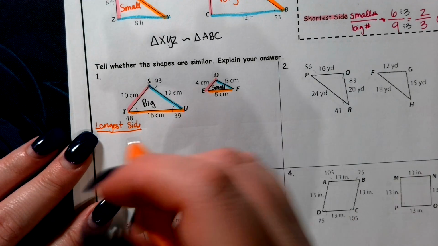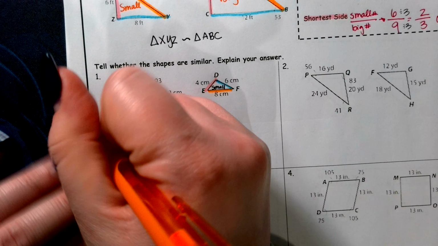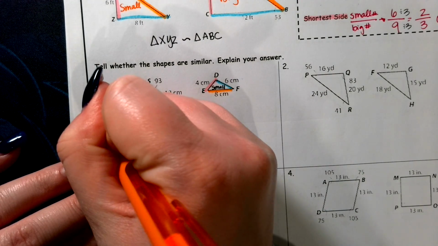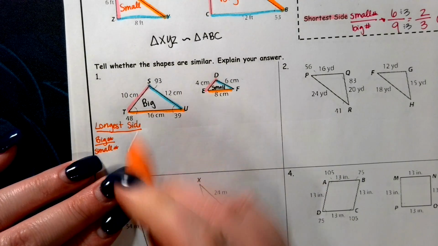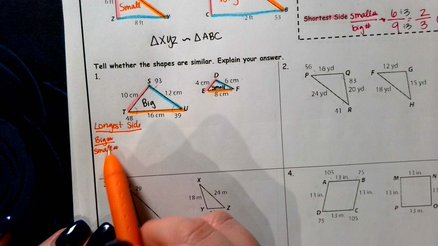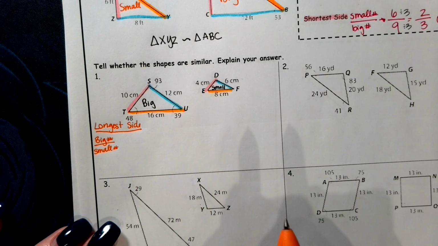Last time we did small over big. This time let's do big number over small number. It doesn't matter if you do big or small on top or bottom. It just matters that it's the same for every single line.